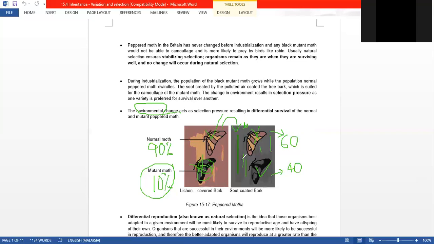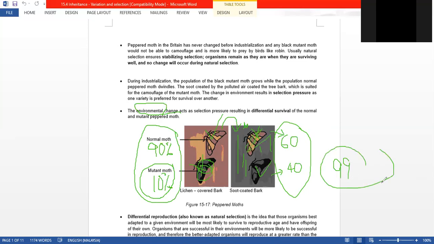So this is a good example of how the population changes in terms of the population of pepper moth and also the black moth. So after some time, if all of them turn black, until 99% are black, we can consider this as evolution already. Eventually, this one dies out, then that means all of the moths are black in color, 100%.